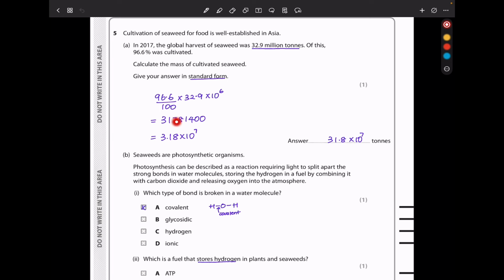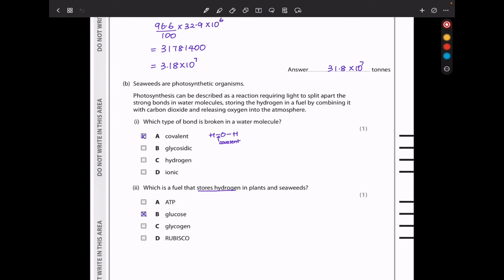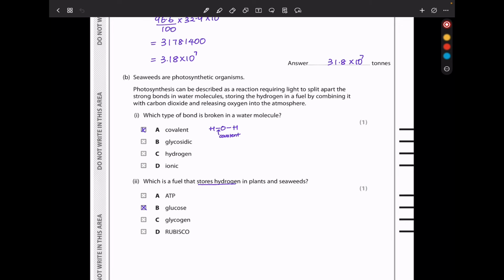and I got 31781400, which is 3.18 times 10 power 7 tons. And next they say seaweeds are photosynthetic organisms. Photosynthesis can be described as a reaction requiring light to split apart the strong bonds in water molecules, storing the hydrogen in a fuel by combining it with carbon dioxide and releasing oxygen into the atmosphere.